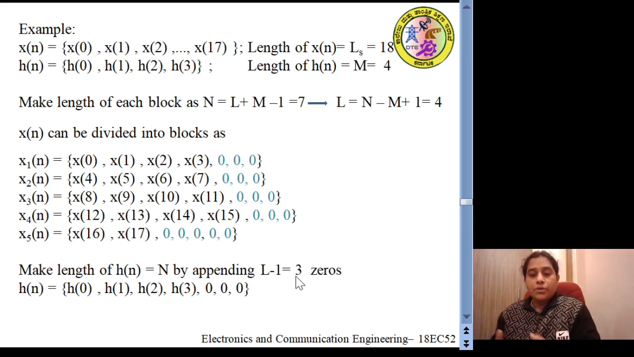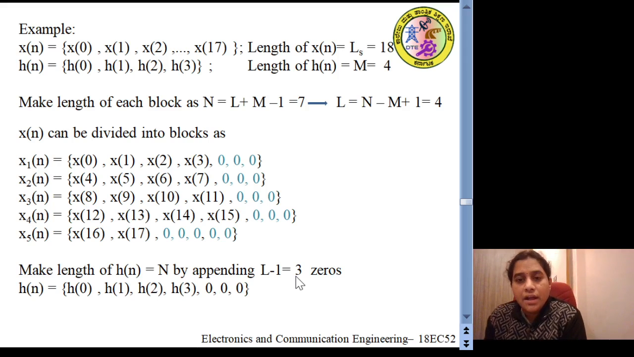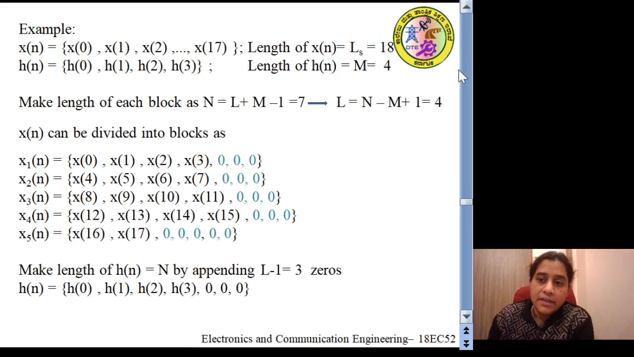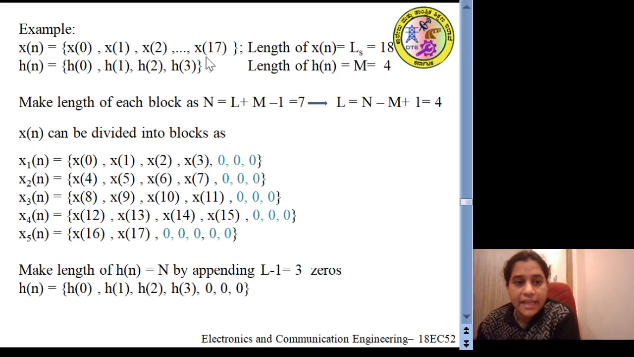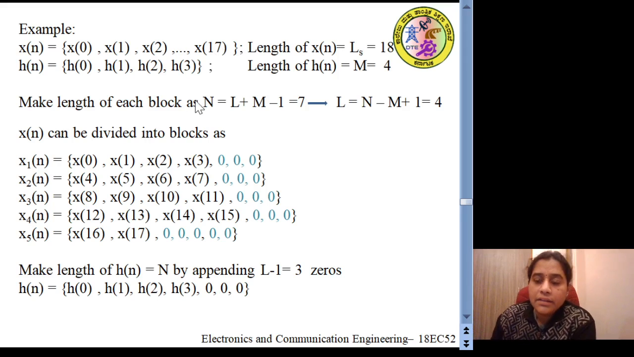To understand this, let us consider an example where x of n has 18 samples, that is, the value of LS is 18. So x of n varies from x of 0, x of 1, x of 2 up to x of 18 minus 1, that is x of 17. Then the given h of n we consider to have 4 samples: h of 0, h of 1, h of 2 and h of 3.